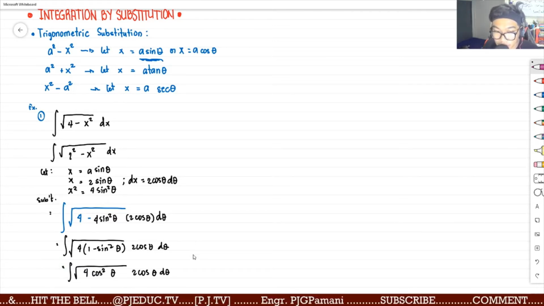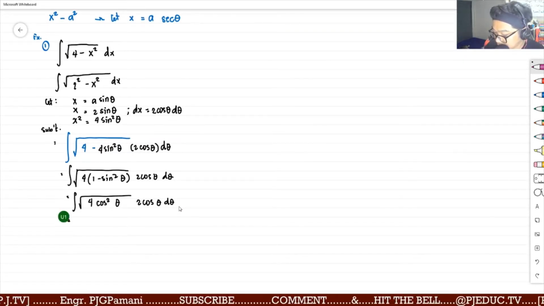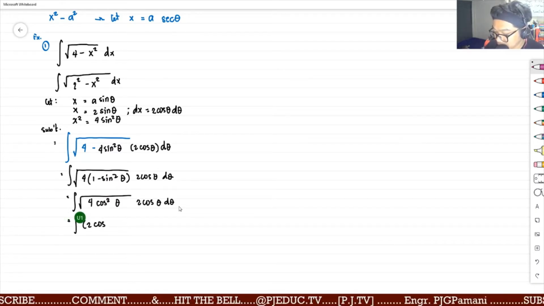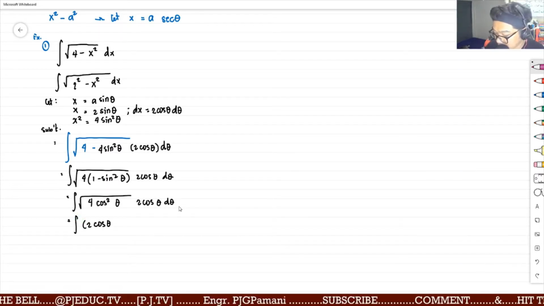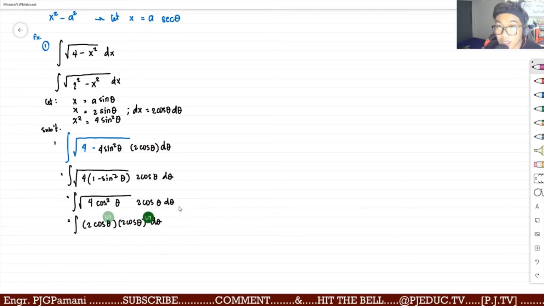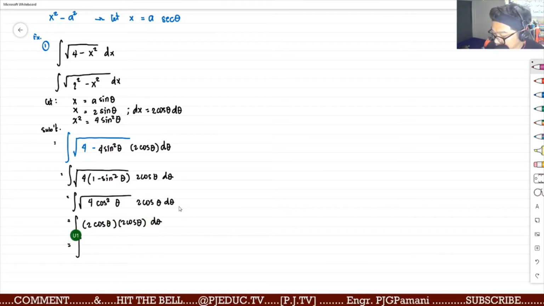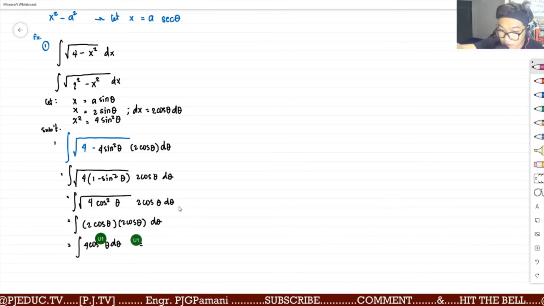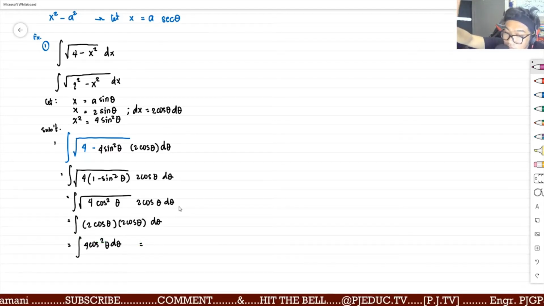Okay? We just multiply our exponents. The square root of 4 cosine squared theta is simply 2 cosine theta. Right? And multiply it to 2 cosine theta d theta. Simplify, that is now 4 cosine squared theta d theta. What integral is that? Integral formula, type 2.